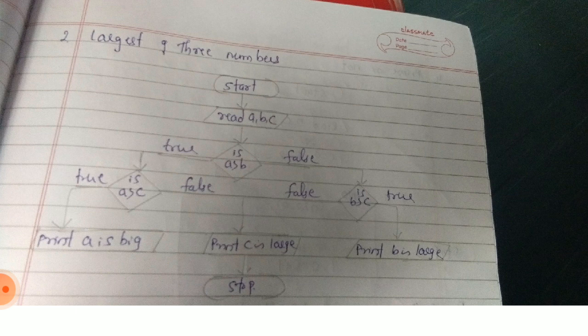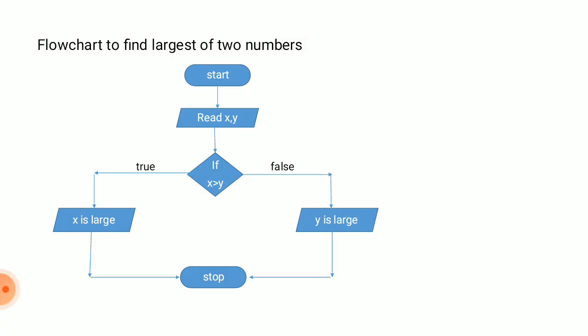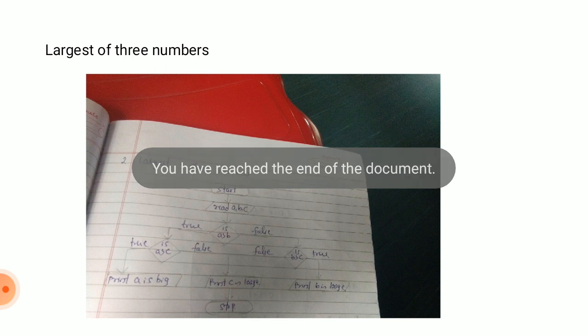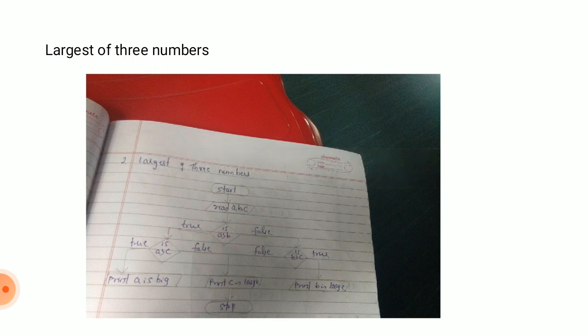If it is false, so when the condition is false, if B is not greater than A or B is not greater than C, then simply C must be large. Here also, if A is not greater than B or A is not greater than C, then what should it print? C is large. So it simply prints C is large and stop.